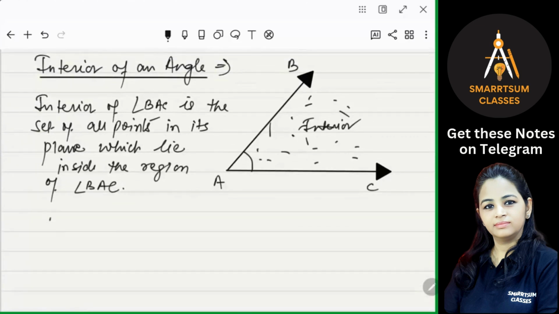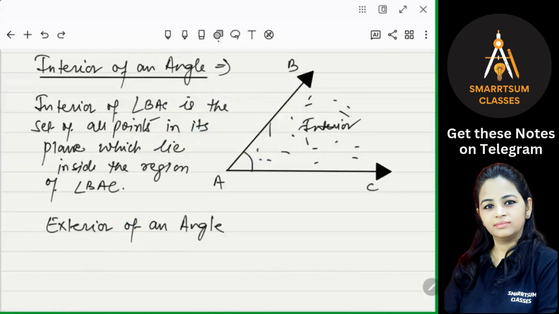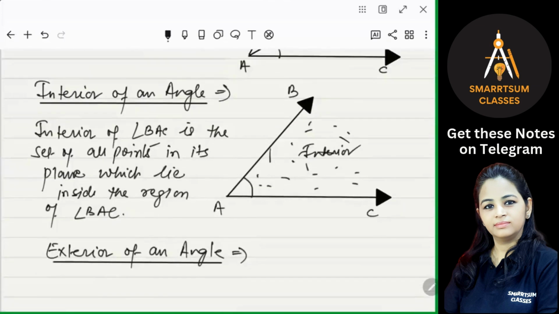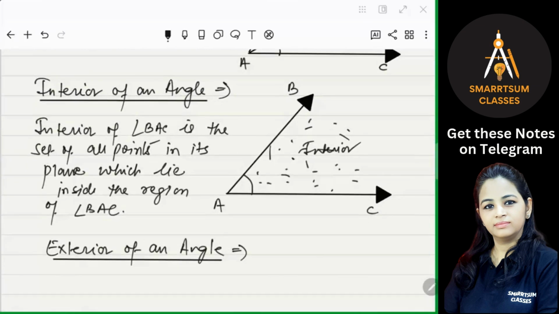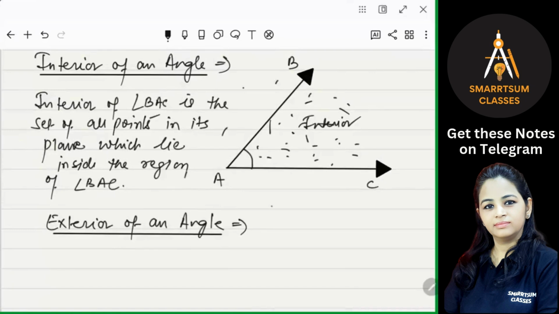Then what is exterior now? Exterior of an angle. What do you mean by exterior of an angle? Any points which are lying outside the angle are exterior. So this is the exterior region. Getting that? So this is the exterior part.